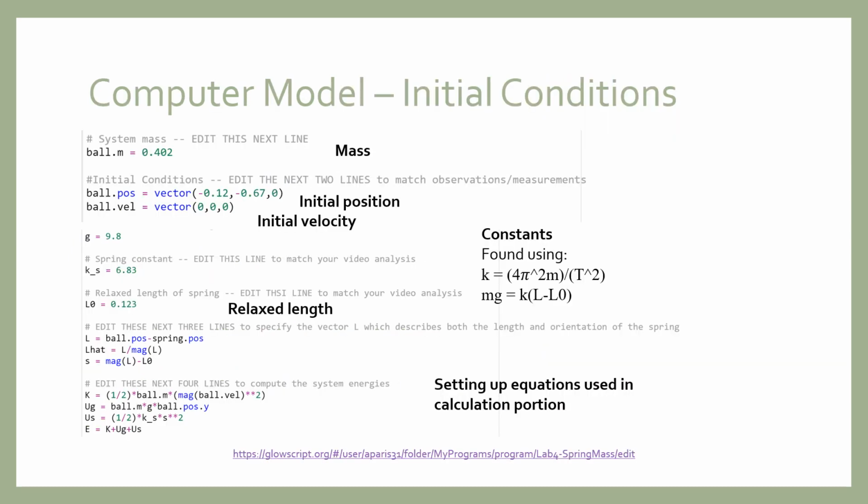Here are the initial conditions I set in my computer model. I linked the rest of the code in the slide if you want to take a look at it. So the mass to 0.402 kilograms as given in the video, the initial position to negative 0.12 meters in the x direction and negative 0.67 meters in the y direction as obtained from tracker, the initial velocity to 0 meters per second as assumed that the mass starts from rest, and the constants found using the formula shown and also given in the video are below. Finally, I set up some equations that were used in the calculation portion of the code.